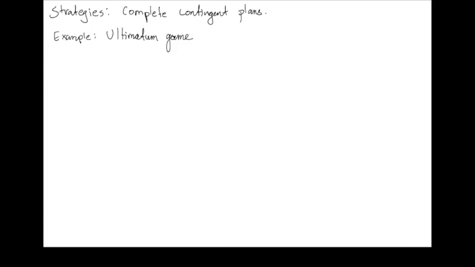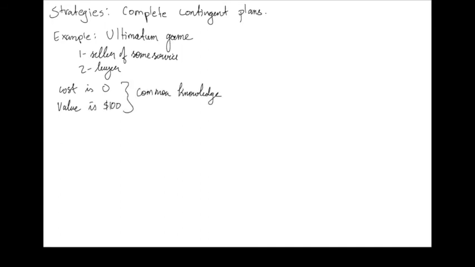So we've got a service that a seller will offer to a buyer. So player 1 is a seller, player 2 is a buyer. The cost of this service is 0. So there's no cost to the seller to providing the service. We're just going to make it 0 to keep life simple. The value is 100, and these are common knowledge. So we can write down the game where player 1 is going to set a price, P, and offer that to player 2. Player 2 can either accept it or reject it.